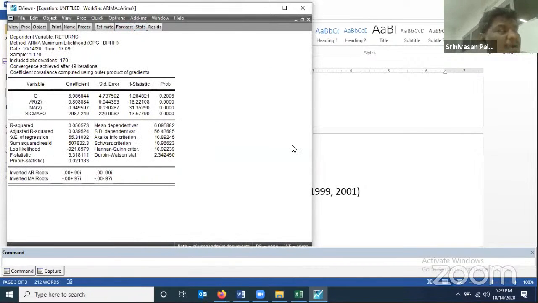Okay. This is the ARIMA model. Can you see the screen? This is the ARIMA model. Yes, sir.